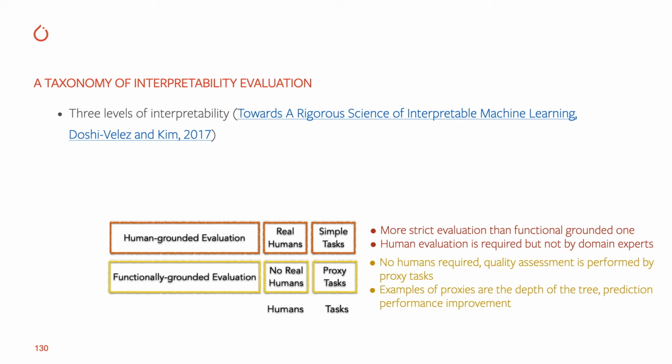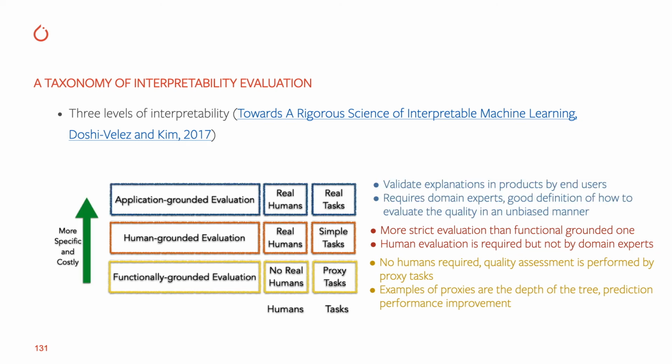The second type of evaluation approaches in the taxonomy is human-grounded evaluation. This type of evaluation requires human involvement, but the humans do not need to be domain experts. In this case, besides human evaluation, we also perform an automatic evaluation using simple proxy tasks.